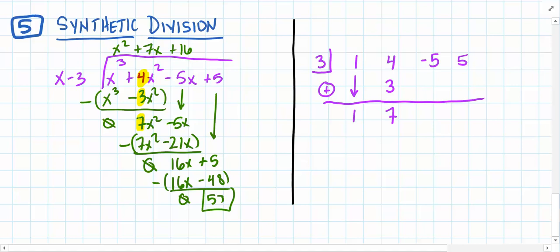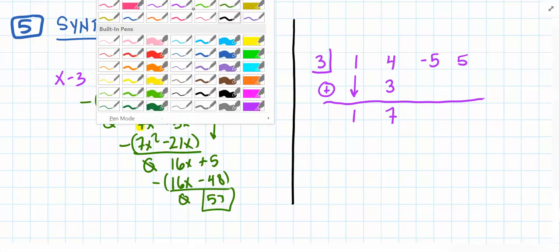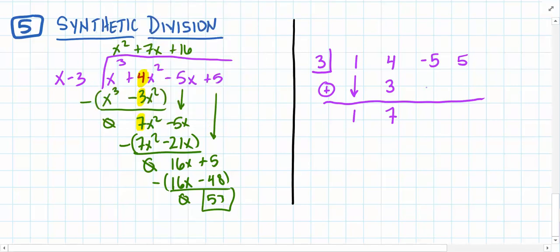All right. So 7 times 3 is 21, right? Add these up together, and what do you get? You get a 16. Anybody see a negative 5 and a positive 21 and a 16 lined up anywhere? Oh, look at this structure. Pretty cool, right? All right. So let's keep going with it.